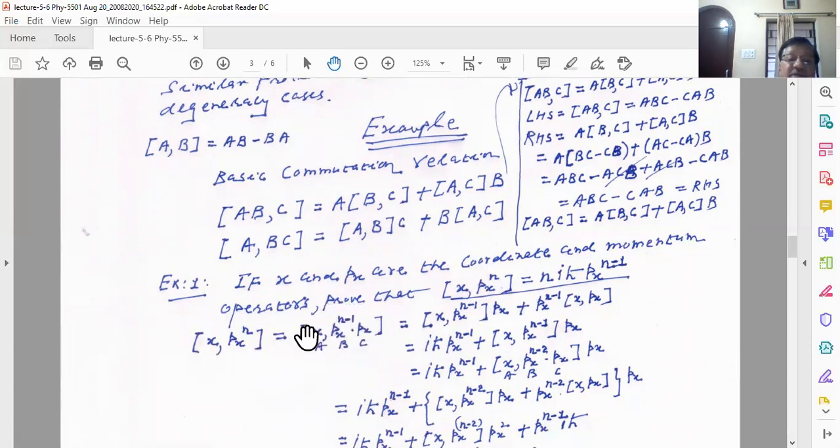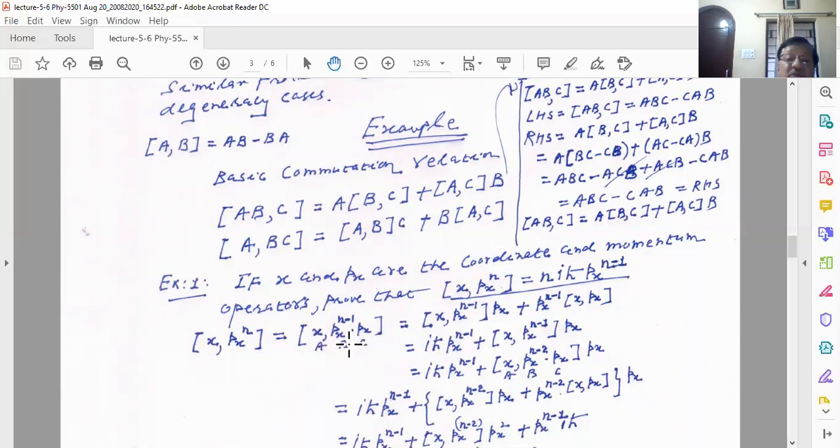So now I have this commutator, which is similar to a basic commutator. I consider x equal to A, px to the power of n minus 1 is operator B, and px is operator C. So this is basically the basic commutator relation of A with BC. I can use this law, where A is your x, please remember, and B is px raised to n minus 1, and C is px. So you can use this relationship.